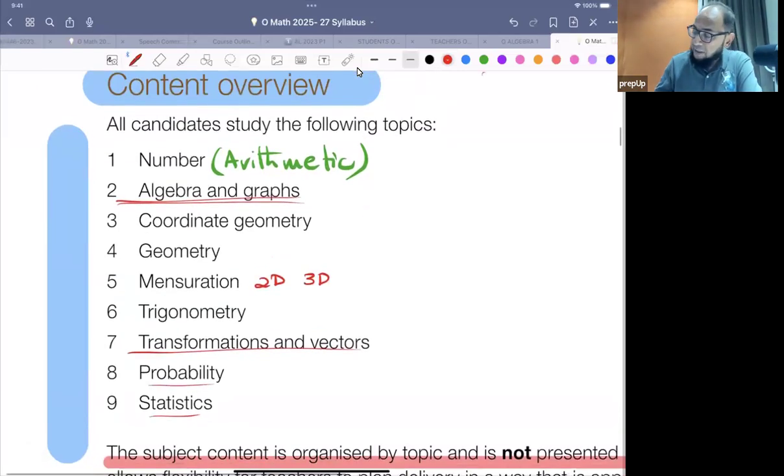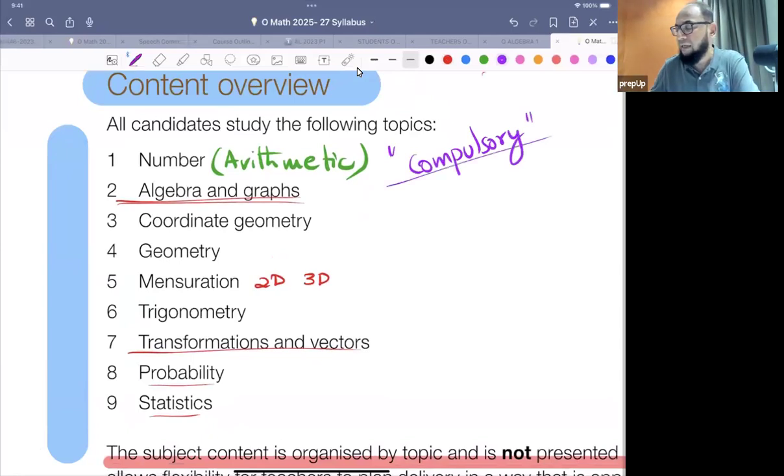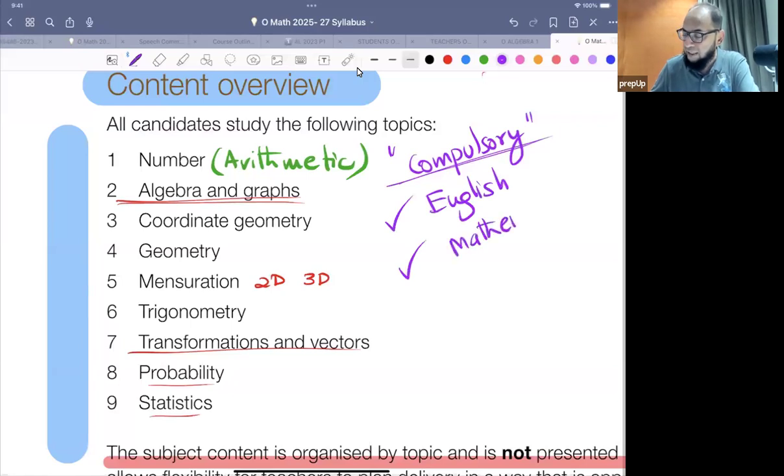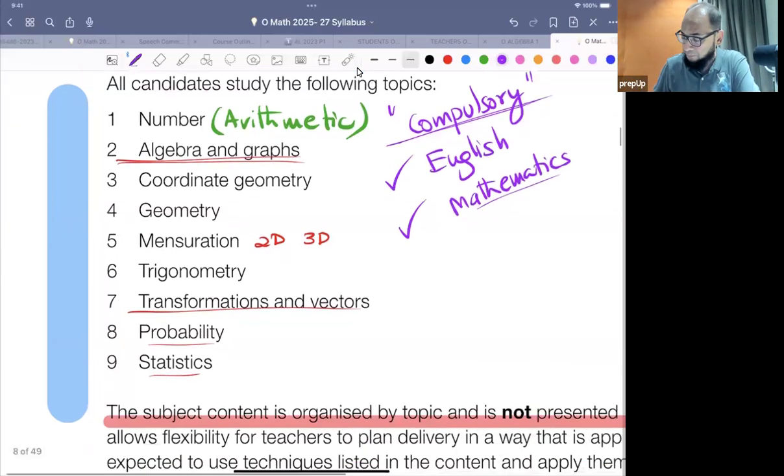Now keep in mind that O-level math is a compulsory subject. Every single person who studies O-levels studies mathematics. So English, that is the medium in which subjects are being taught, is compulsory. And basic math, which we are going to study now and throughout the whole year, these two are basic subjects. So these are the 9 major areas on which we'll be focusing.